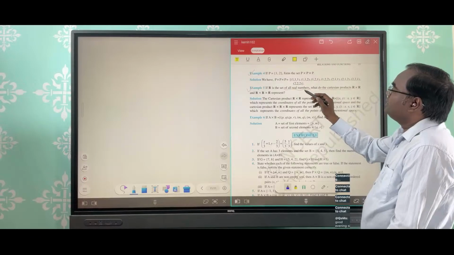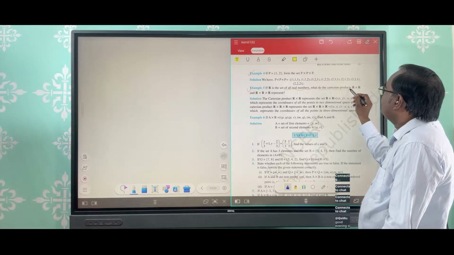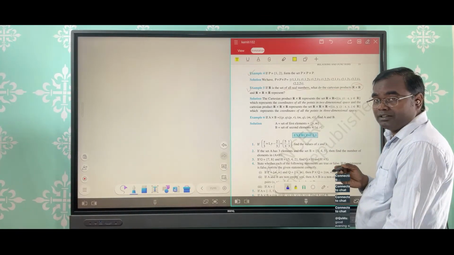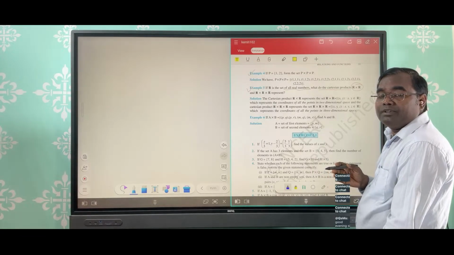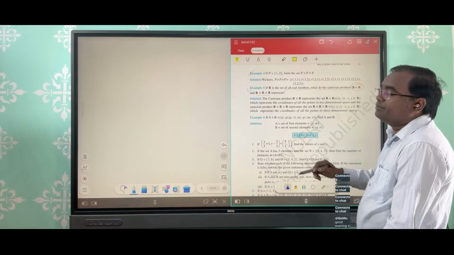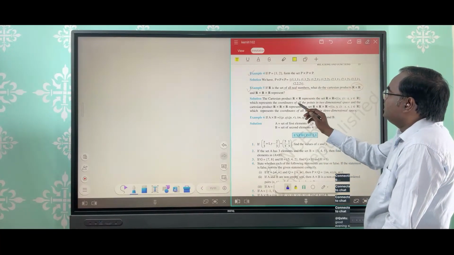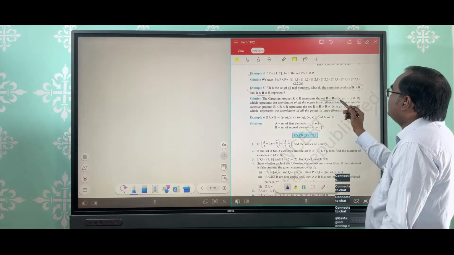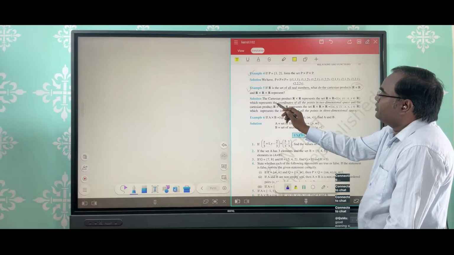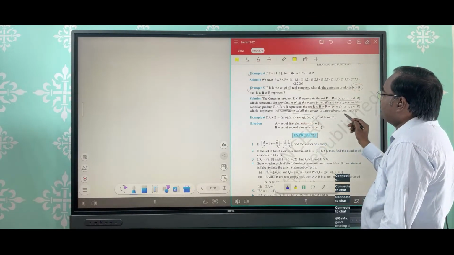When R is the set of all real numbers, what does the Cartesian product R cross R represent? R cross R represents the paired elements that can be taken as the Cartesian coordinates in the 2D plane. Similarly, R cross R cross R represents the Cartesian coordinates of the 3D plane. So the Cartesian product R cross R represents the set which gives the coordinates of all the points in two-dimensional space. The Cartesian product R cross R cross R represents the coordinates of all the points in 3D space.